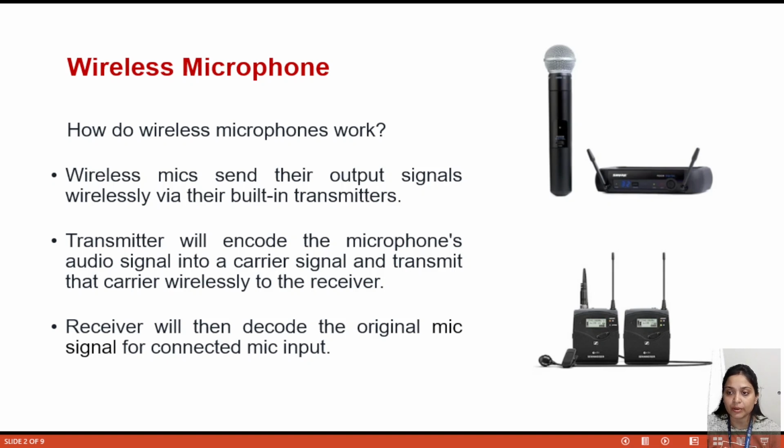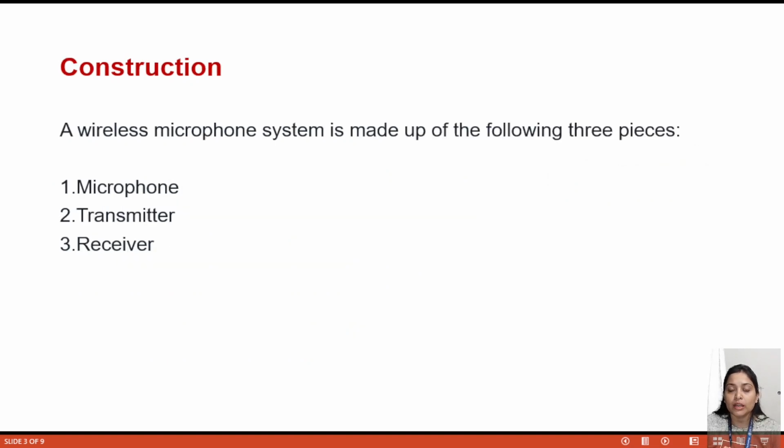and we get the original mic signal, or the connected mic input. Okay, so in the wireless microphone construction, there are basically three components: the microphone, the transmitter, and the receiver. I have already briefly described the microphone principle, so what is the main principle of the transmitter and also the receiver? Now we will explain a little bit more.